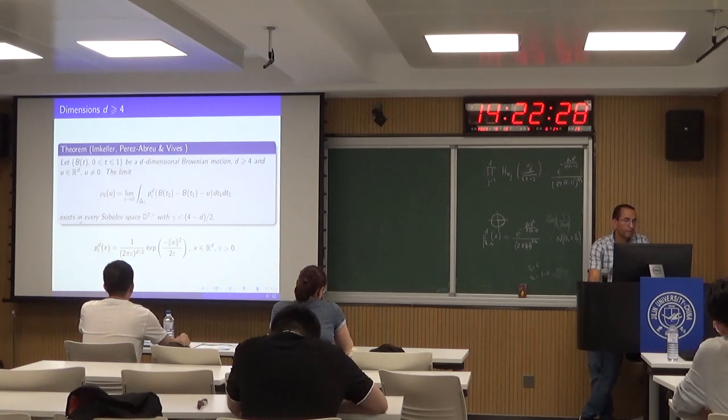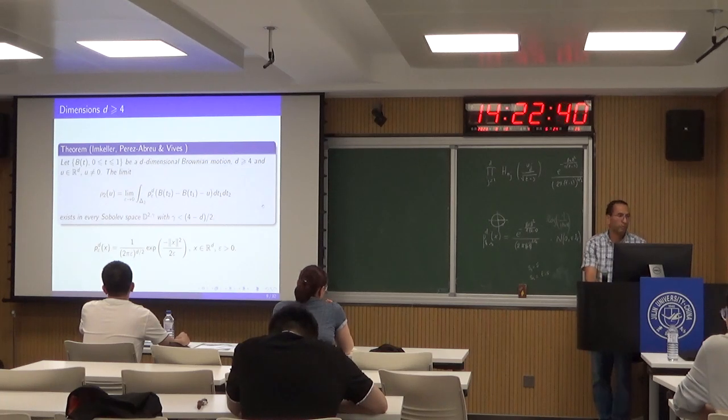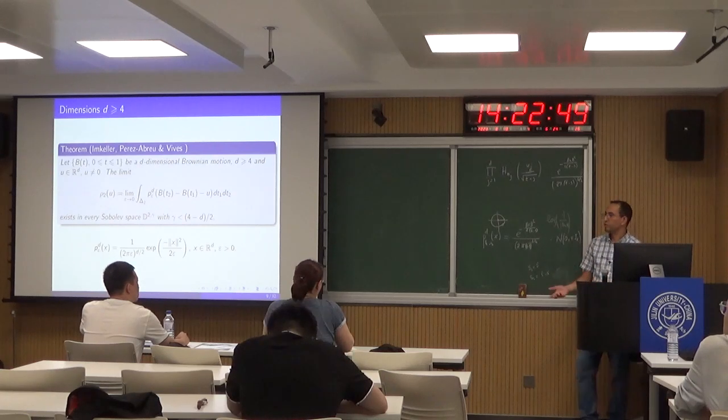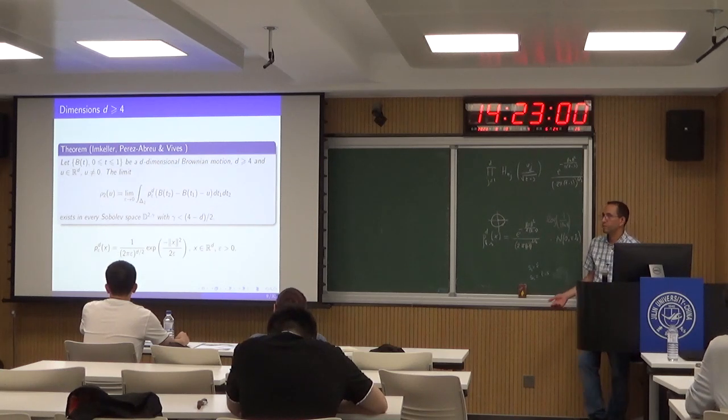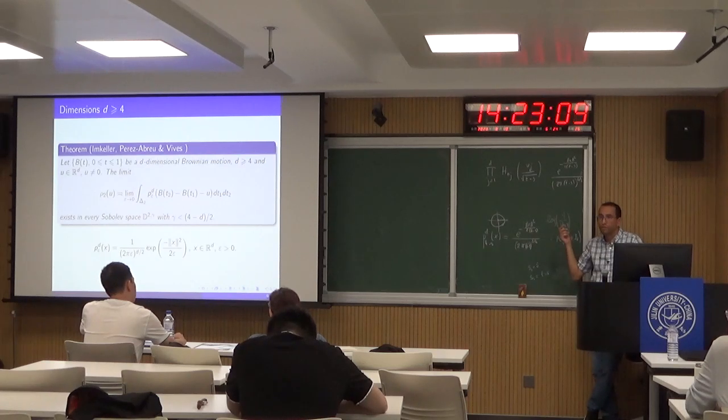It exists in every Sobolev space D^{2,gamma} with index gamma smaller than (4 minus d) over 2. I will explain what these spaces are. So this is the generalized double self-intersection local time. We have something that does not exist as a limit in L2 as the density of the occupation measure. However, we still can define it, but in a new space, which is bigger than the usual L^p spaces. The limit is not a usual random variable. It is a generalized random variable.